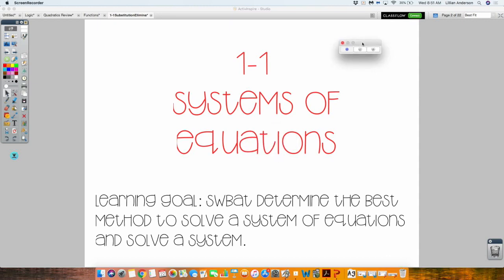So this first lesson, systems of equations. Today you guys are going to be able to determine the best method to solve a system of equations and then of course solve the system. There are 3 ways to solve a system: substitution, elimination, and graphing. And we're going to talk about all 3. Okay? Everyone has time to go, yes? Okay.